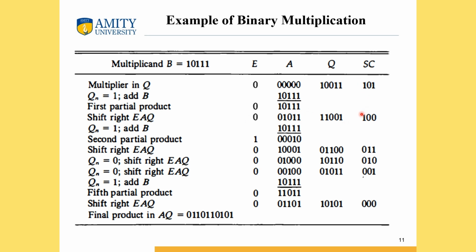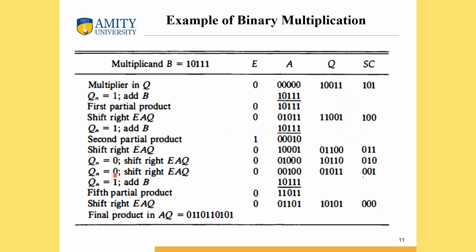Sequence counter minus 1, and then again you are going to look at Qn, which is 1. Okay, so again we're going to add B to the value of A. We get this output. There is a carry bit here, and then we're going to shift right, so 0 gets pushed to the E bit and the 1 goes towards A, and so on. The last bit is discarded, and sequence counter minus 1.